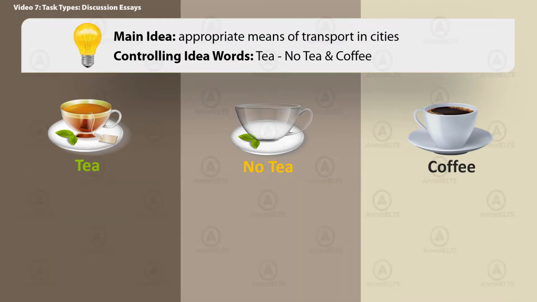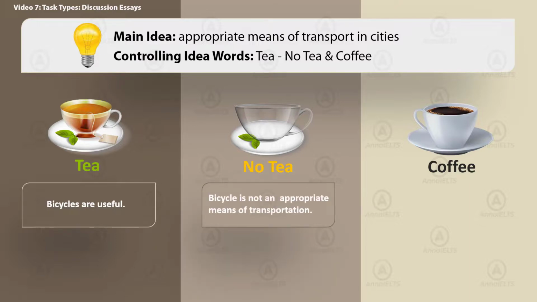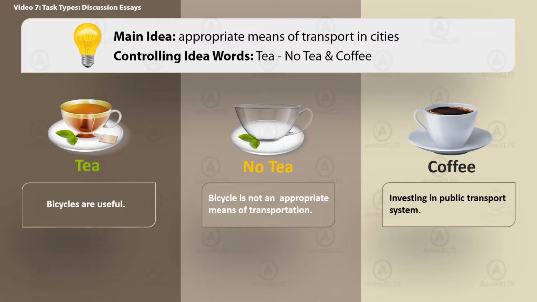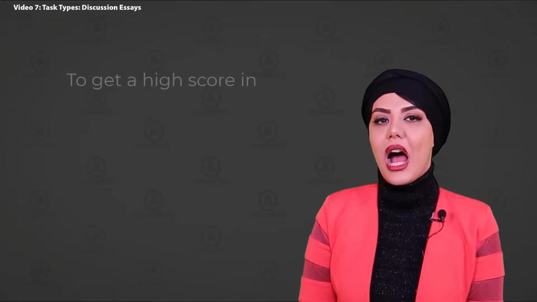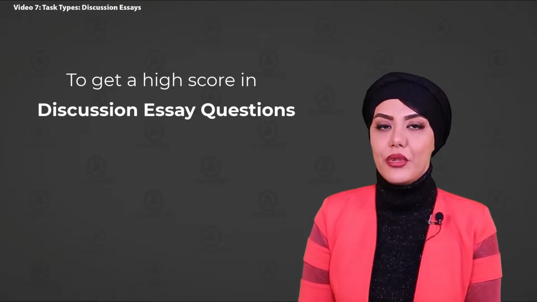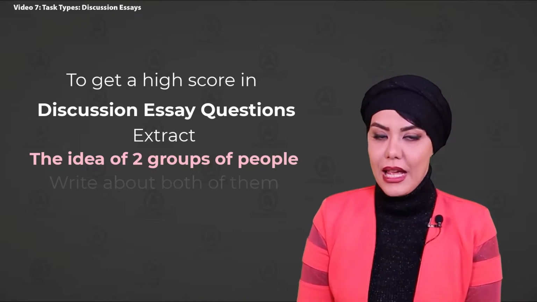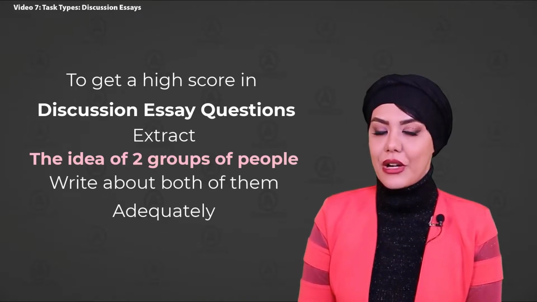In this example, the main concern is about the appropriate means of transport in cities. In this regard, the first group of people believes bicycles are useful, so we call them tea. Then the second group of people reject the idea and say that bicycle is not an appropriate means of transportation, so we call them no tea. And they share a new idea, which is investing in public transport system, so it's called coffee. Note that to get a high score in discussion essay questions, you have to extract the idea of two groups of people and write about both of them adequately and relatively equally.